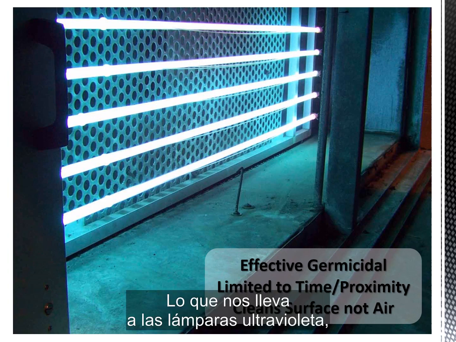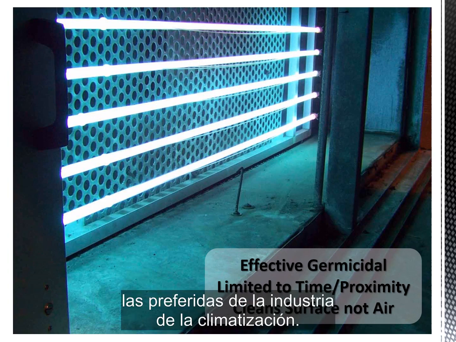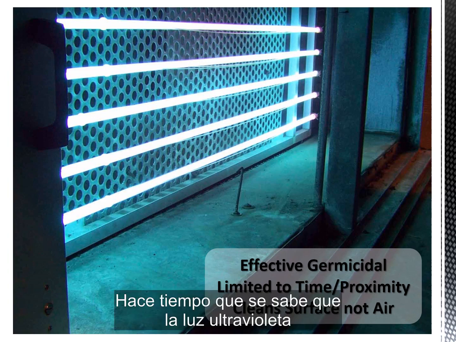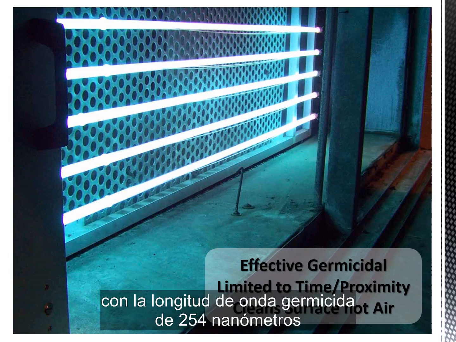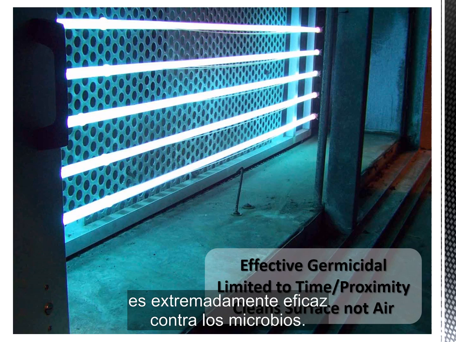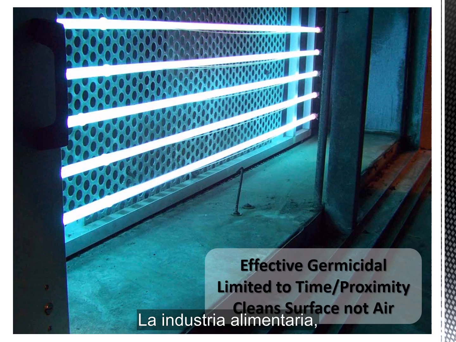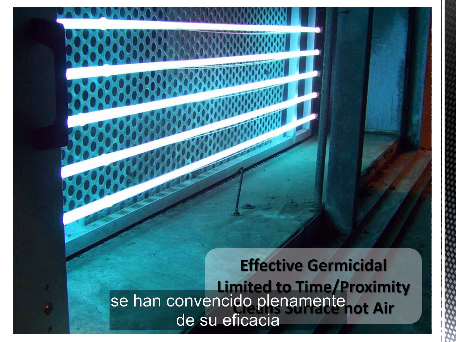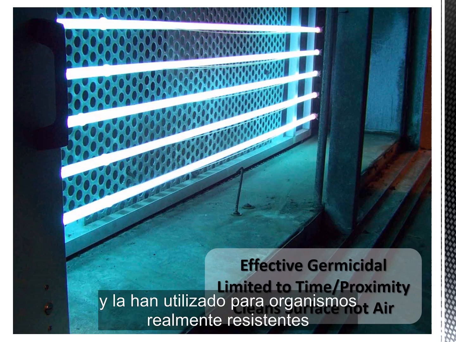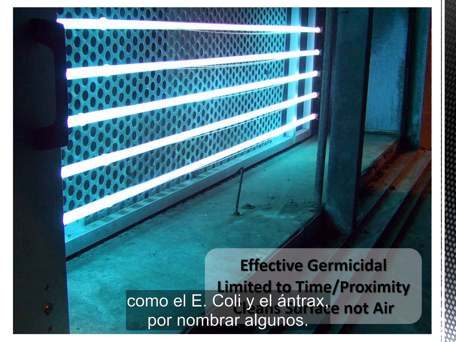This brings us to ultraviolet lamps, the darling of the HVAC industry. It's long been known that UV light at the germicidal wavelength, 254 nanometer, is extremely effective against microbials. The food processing industry, the post office, and other applications have been fully convinced of its effectiveness and utilized it for really tough organisms like E. coli, anthrax, to name a few.